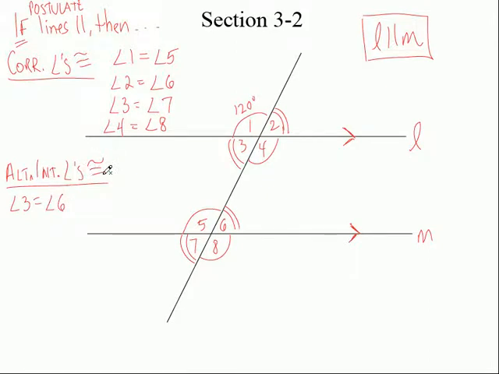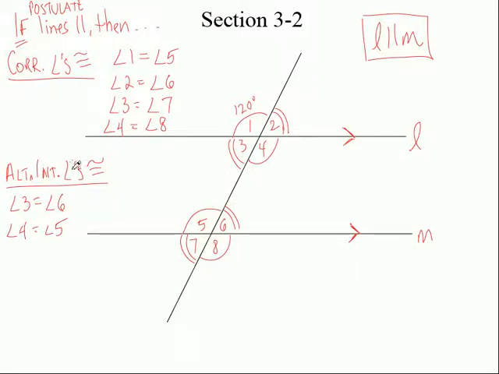You follow me? What else is equal because of alternate interior angles? 4 and 5. So let's write that down. Angle 4 equals angle 5 because they're alternate interior angles as well. Everybody with me? That's not so hard, is it?